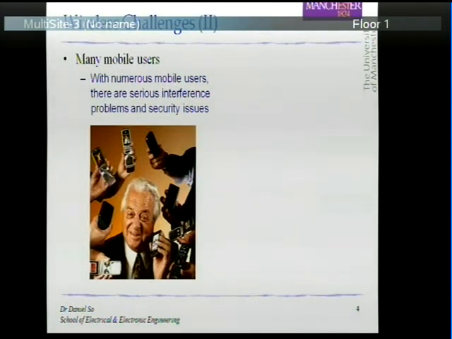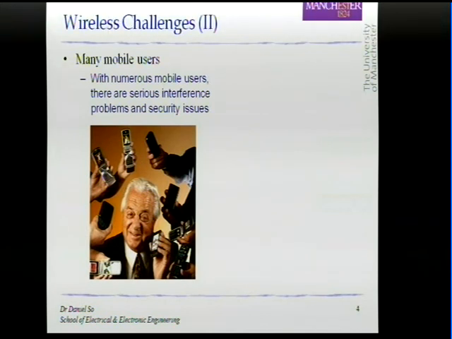With lots of users, another problem is interference. When we have many users and everyone transmits, you are polluting the air to a certain extent. So everyone is interfering with each other. This is another challenge.